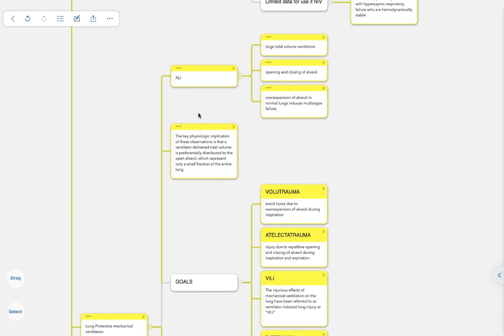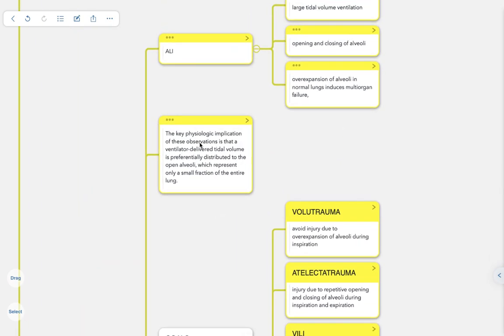Now, why is it important? Because the key physiological implication of these observations, as this book states, is that ventilator-derived tidal volume is preferentially distributed to the open alveoli, which represent only a small fraction of the entire lung. Now we know that in an ARDS lung, only a percentage of alveoli are functioning normally.